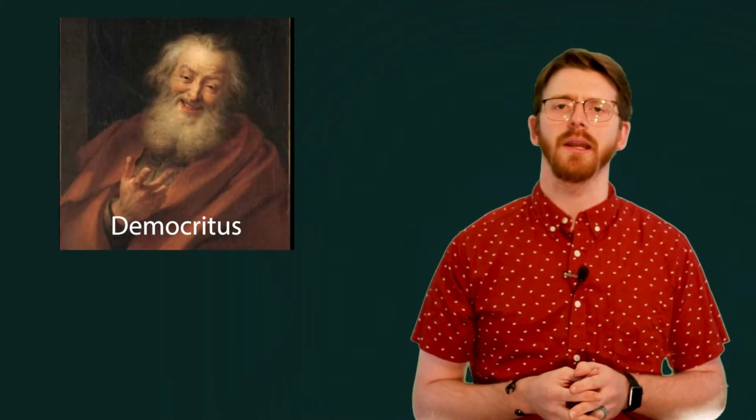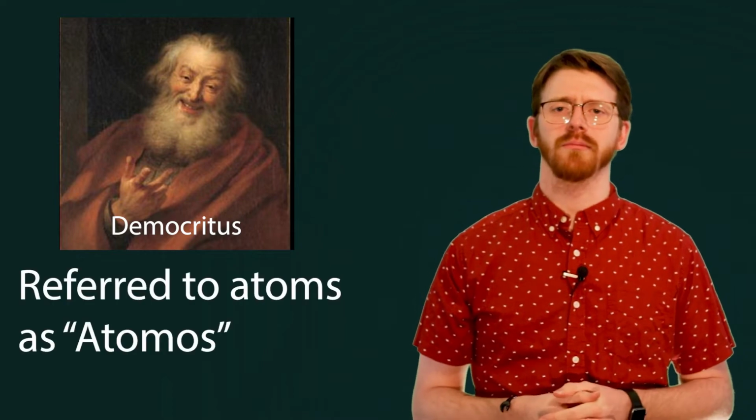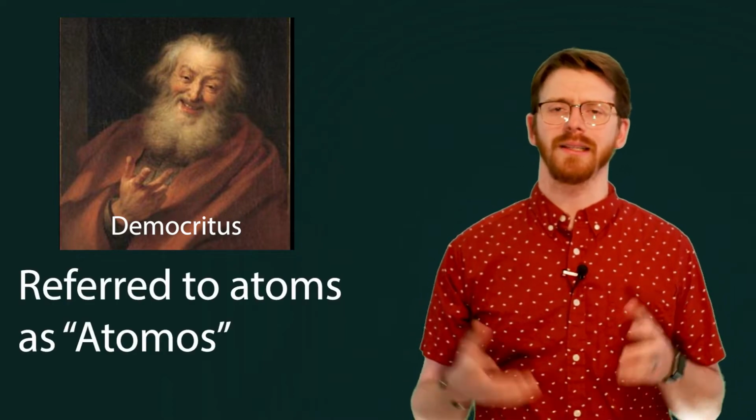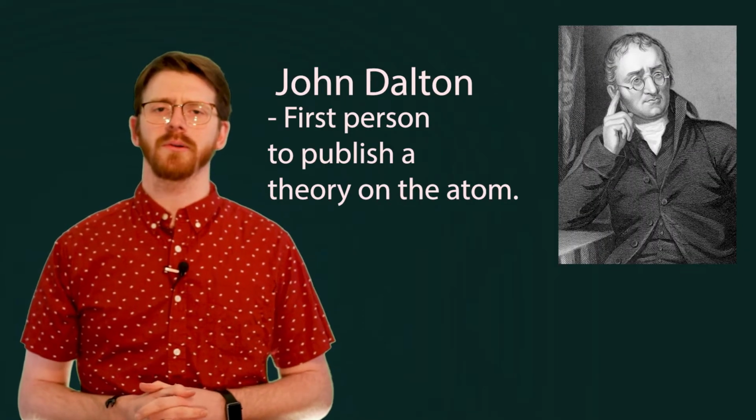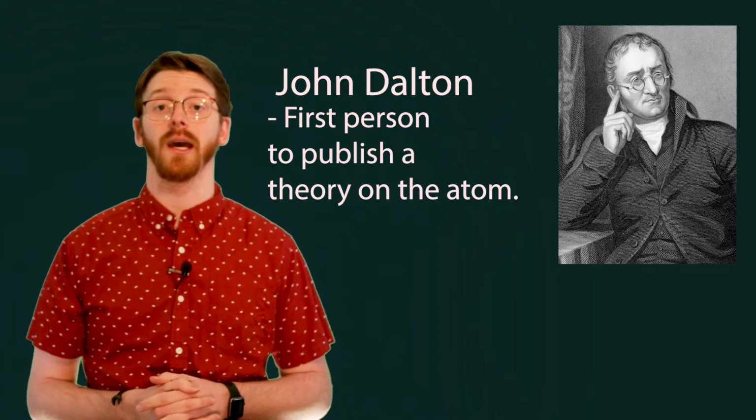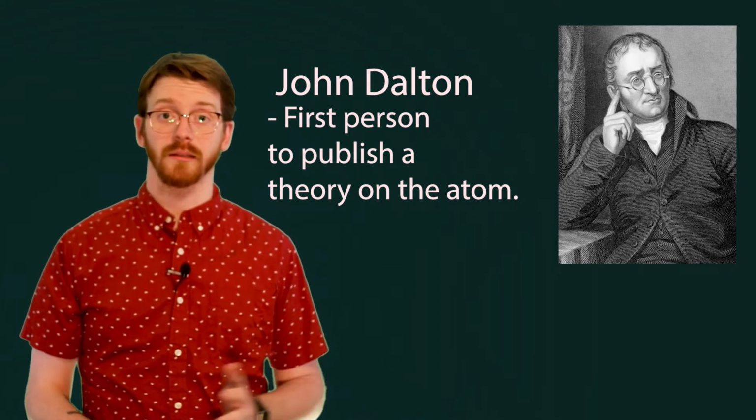The first person to come up with the idea that there are tiny particles in everything around us was a scientist by the name of Democritus. He referred to atoms as atomos, which to me sounds like a cereal, but it was super important at the time nonetheless. John Dalton, however, was the first person to actually publish a theory on the atom. Thus, we got Dalton's atomic theory.